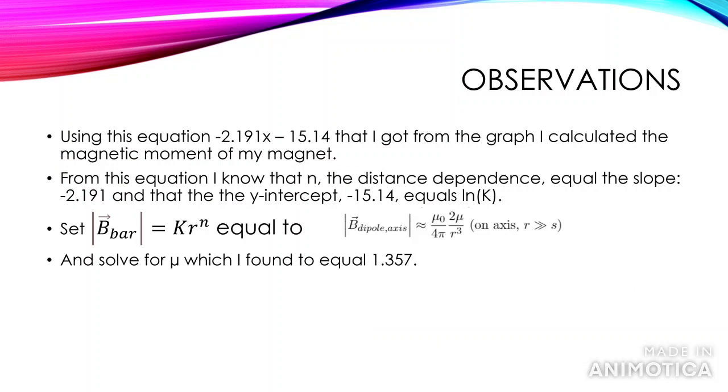Using the distance dependence equation, the second form that I showed you earlier, I can tell that the slope is equal to n, which is negative 2.191, and the y-intercept is equal to negative 15.1, which is equal to the natural log of k. If I set these two equations equal to each other, I can solve for mu, which is the magnetic moment of my magnet, and I found that it equals 1.357.